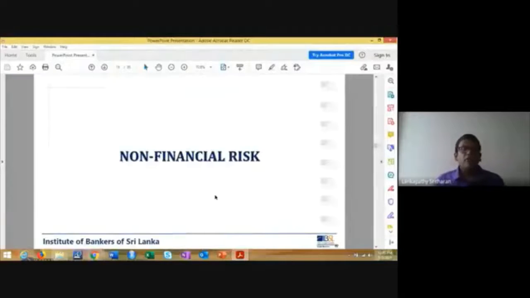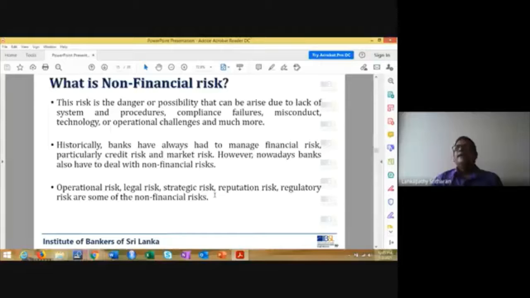Then I'm moving to non-financial risk. We have categorized risk into two categories: one is financial risk, the other is non-financial risk. Earlier, traditionally, banks and financial institutions gave more attention to financial risk, because a financial institution may be exposed to more credit risk, liquidity risk and market risk. They gave more prominence to financial risk. But that view has changed now.